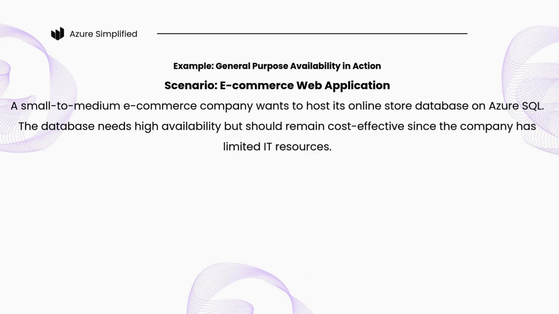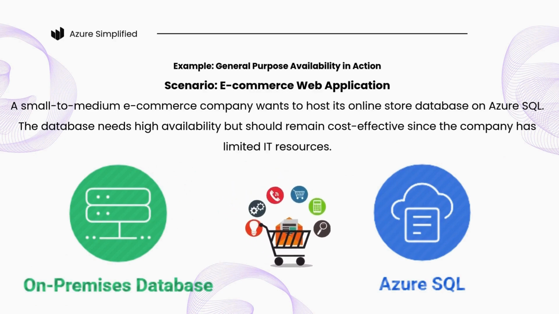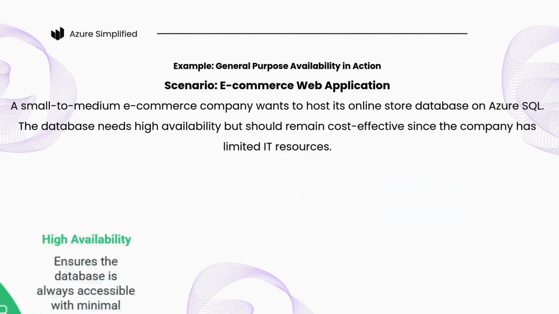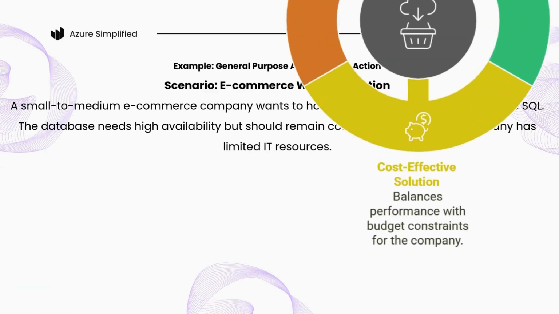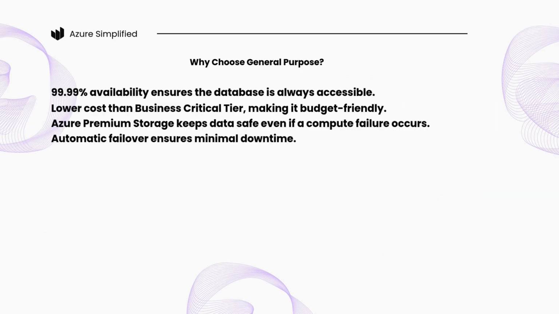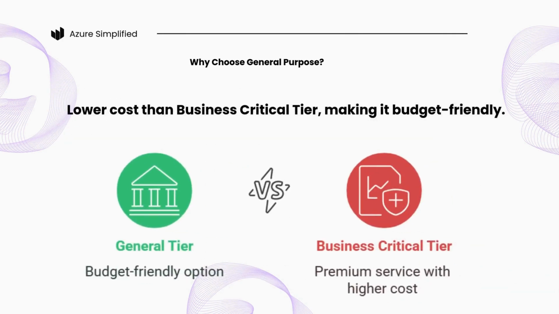Example. General purpose availability in action. Scenario. E-commerce web application. A small to medium e-commerce company wants to host its online store database on Azure SQL. The database needs high availability but should remain cost-effective since the company has limited IT resources. Why choose general purpose? 99.99% availability ensures the database is always accessible. Lower cost than business critical tier, making it budget-friendly.